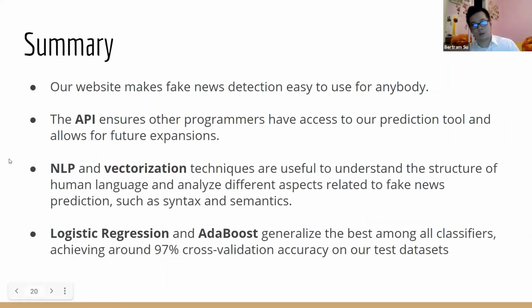So in summary, our website makes fake news detection easy for anybody to use. The API ensures that other programmers have access to our tools, and it allows for future expansions. We learned that NLP and vectorization techniques are useful to really understand the structure of human language, and allow us to analyze different aspects related to fake news prediction, such as syntax and semantics. Finally, we discovered that logistic regression and AdaBoost generalize the best among our classifiers, and they achieve around a 97% cross-validation accuracy on our tests.